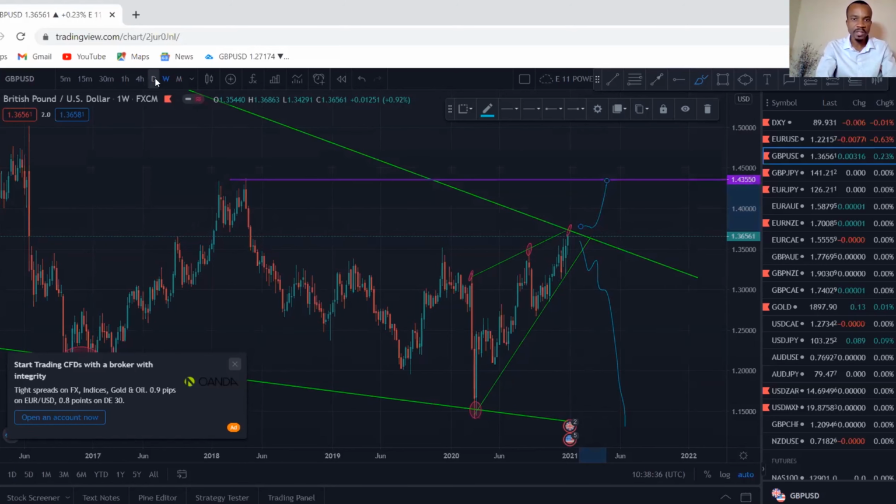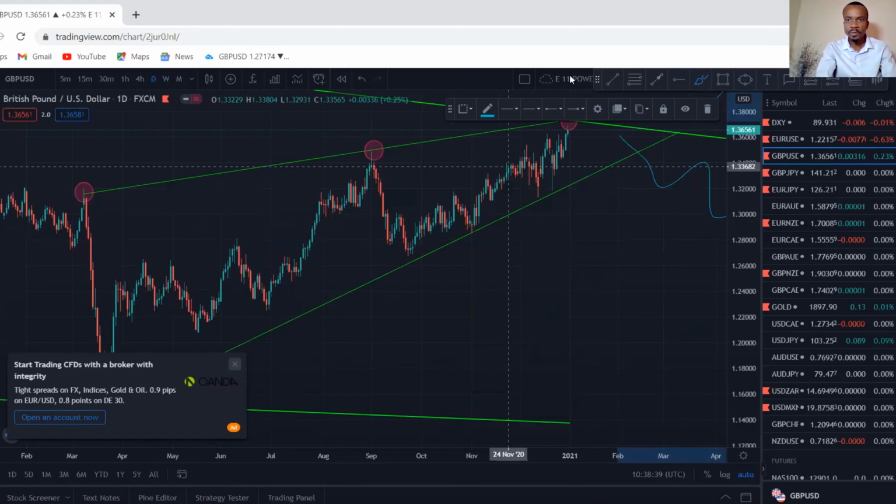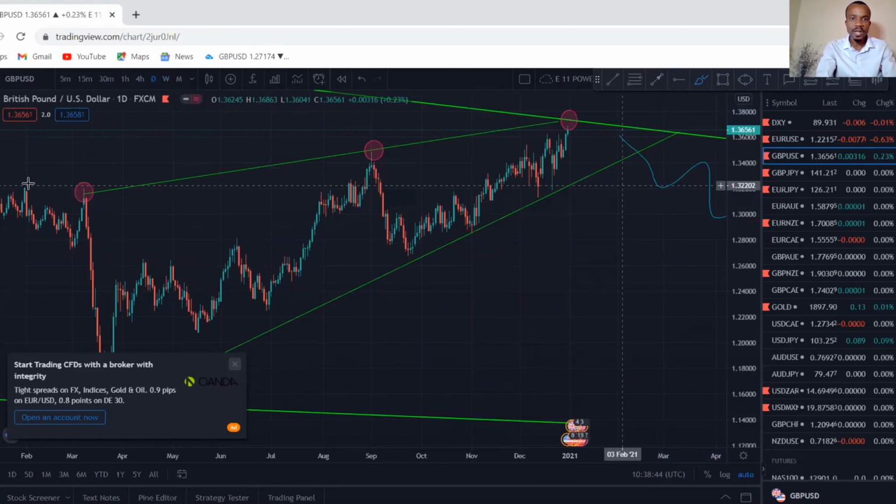So let's take a look at a daily time frame. From a daily time frame, around this area, we can see that there was the first touch there, second touch there, and third touch within this decelerating channel, where now price is being squeezed.